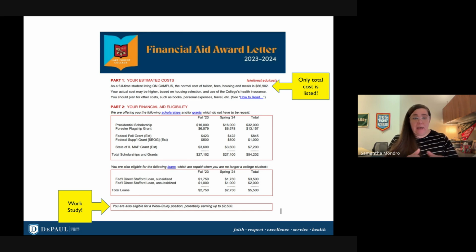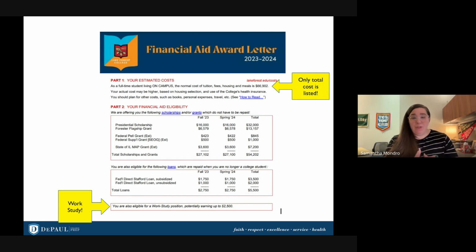The other lovely part about this financial aid award letter is that it is very clearly laid out about what is coming from a presidential scholarship, the Forrester flagship grant, and whether or not the student is receiving federal grant money as well as state money. So they do a really nice job of doing some calculations for just the aid part. And then also they are very clear about the loan amounts as well as work study.